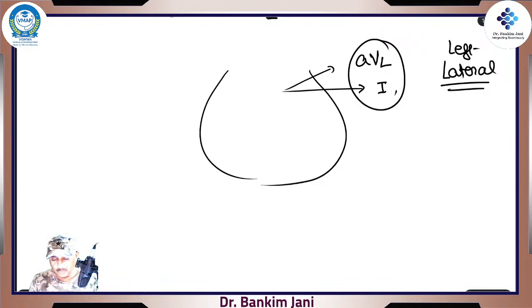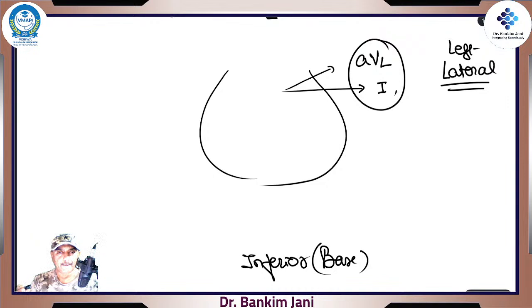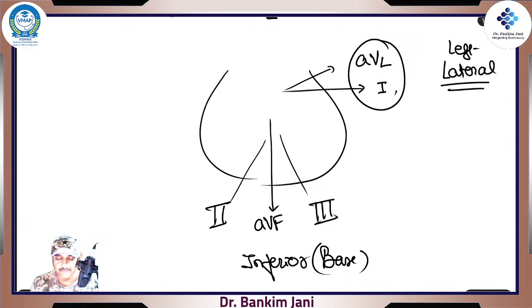What about the base, the inferior part with respect to the entire heart? If we want to see the base, very easy. Instantly we say it was the AVF foot, and on one side there was lead 2 and on the other side lead 3, both at a difference of 30 degrees. And who will be watching from the right side? Only one lead, AVR. That is what will be watching from the right side.